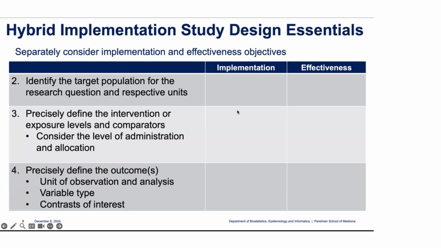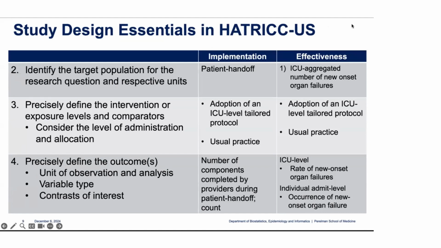So what would that look like, for example, in Hattrick US? For the target population and the units that are drawn from that target population, for the implementation outcome in Hattrick US, we're looking at patient handoffs. And so there, we're considering all of the patients that are transitioned from the OR to the ICU, and we're drawing one handoff at a time to construct our analytic sample or our trial sample.